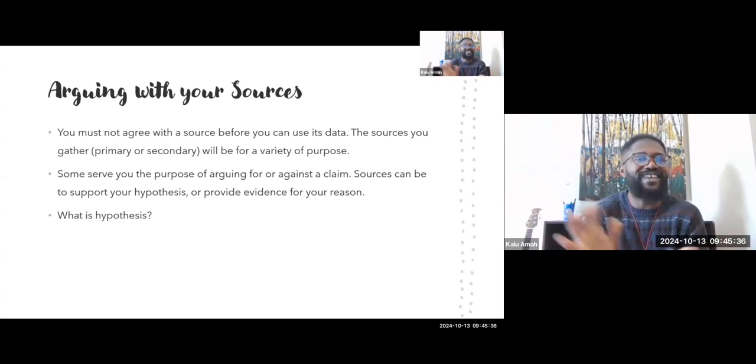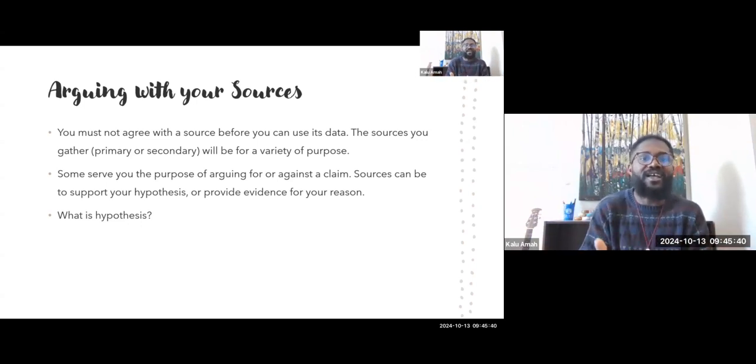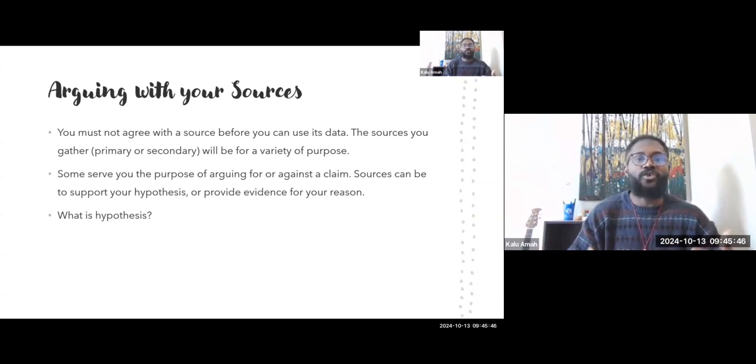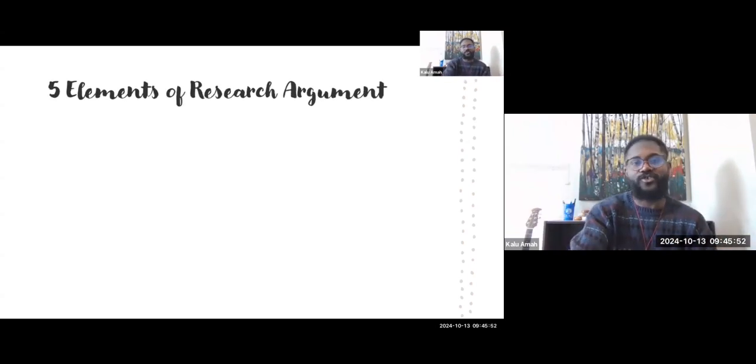Sometimes we can use claim. What's your thesis? What's your claim? My claim is that this is the way this thing is. So how can you back it up? Backing it up will require you to argue, and arguing will require you to do that with your sources.